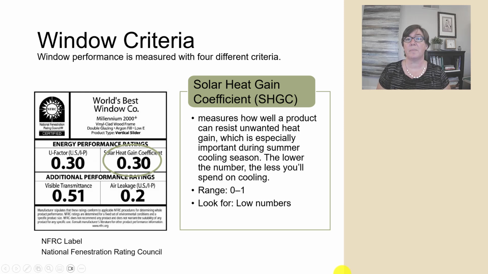The second performance criteria we're going to look at is called solar heat gain coefficient. It measures how well that window can resist unwanted heat gain. The U factor was all about heat conduction. The solar heat gain coefficient is about heat gain through radiation, so different types of heat. The range of this solar heat gain coefficient is from 0 to 1, and we're looking for lower numbers. The lower the better.